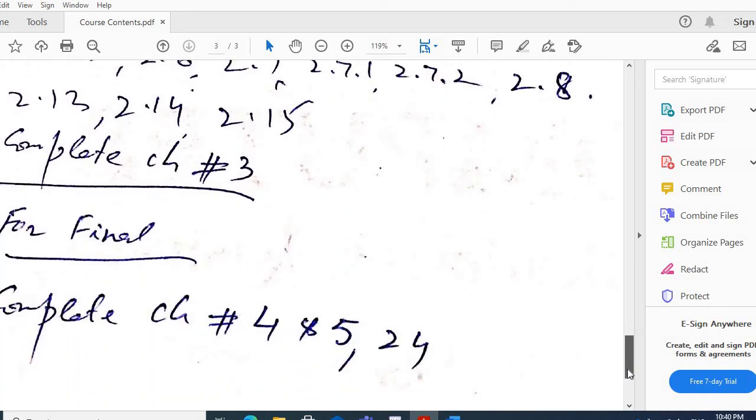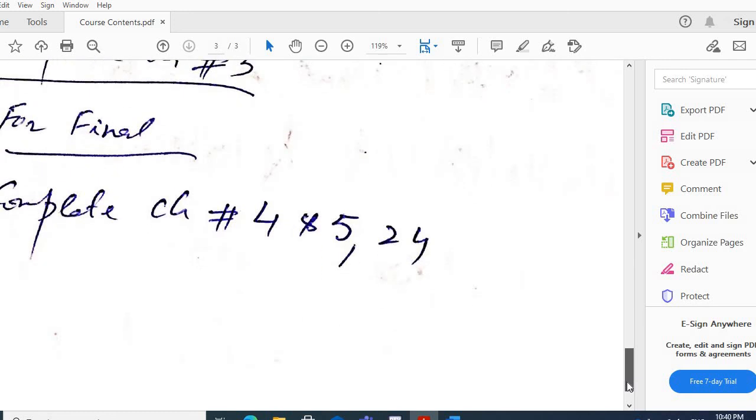In the final term examination, there will be included complete chapters number 4, 5 and 24. Chapter number 4 is computer networks and data communications. Chapter number 5, data processing, and chapter number 24, internet and emails.